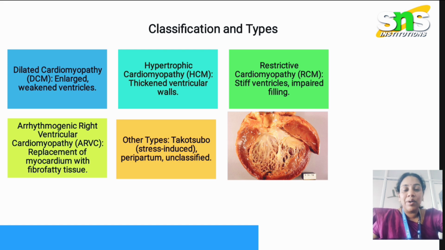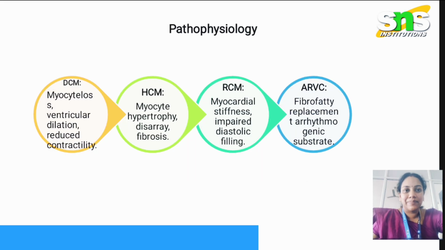In the restrictive form, it becomes very stiff. The ventricles are very stiff and impaired filling occurs. Arrhythmogenic right ventricular cardiomyopathy has a replacement of myocardium with fatty tissue. So this fatty tissue will not even help with pumping of the blood. And these are the other forms, which depend upon stress induced cardiomyopathy.